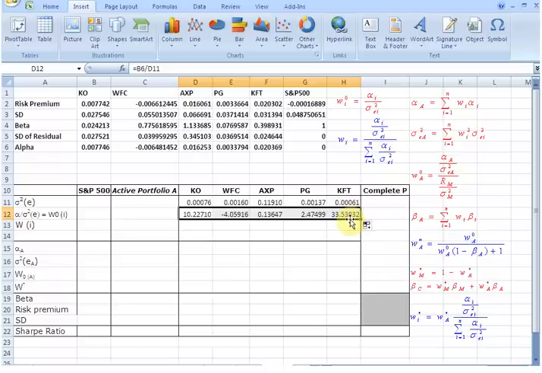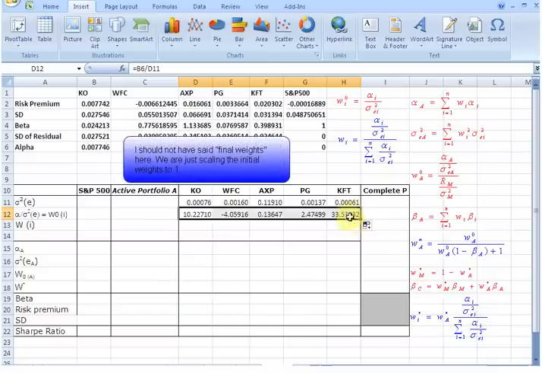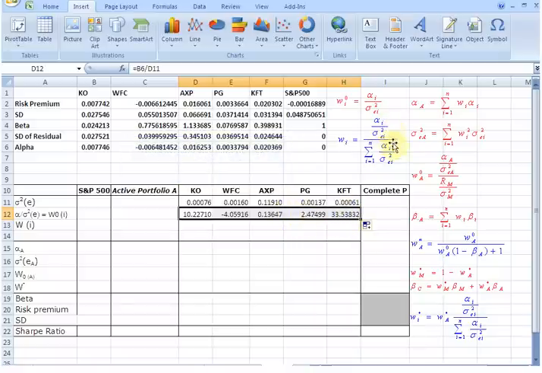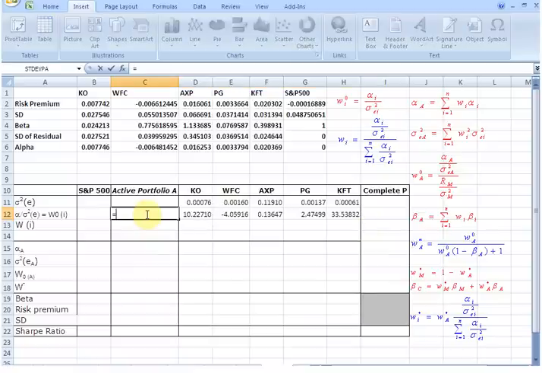Once that is done, we can move to find the final weights for all the securities that comprise the active portfolio. The formula for doing that is here. You will notice that the numerator in this formula, alpha i over residual variance of i, is this row here. And we need to divide this item by the sum of all alpha i's over residual variances. So let us calculate the sum first. Let's do that in this cell. The sum of all these items.